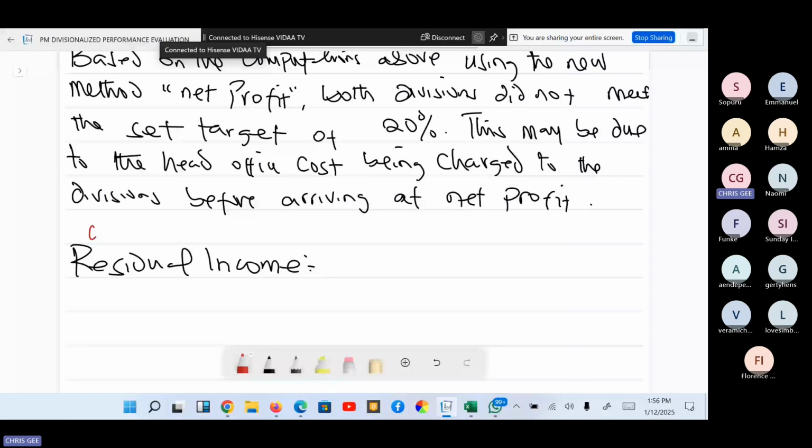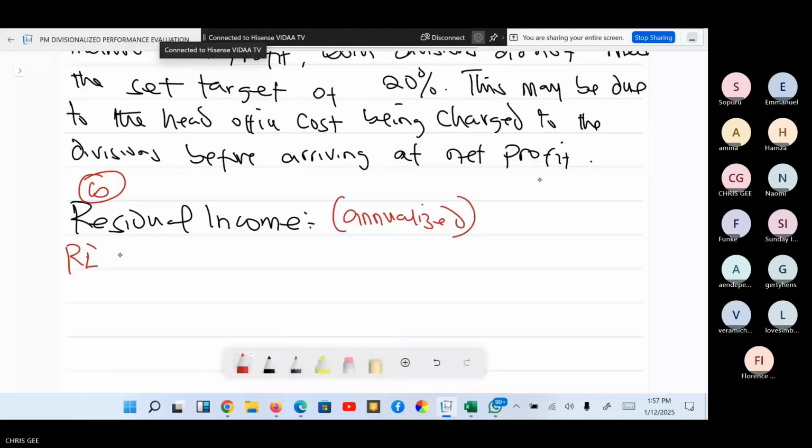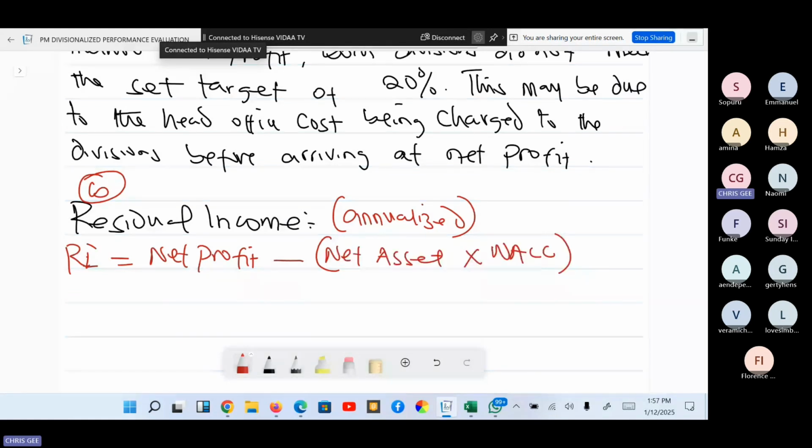So the B part of this question, residual income, remember it has to also be annualized. And our RI equals what? In this case, instead of profit before interest and tax, we'll be using net profit. Perfect. Net profit minus, instead of capital employed, we'll be using net assets now. Net assets multiplied by the weighted average cost. All right, so now let's compute.